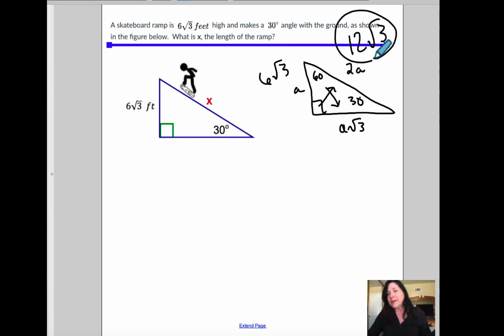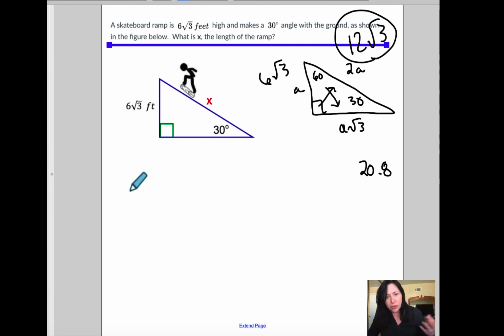Done. Now, depending on what we're asking, are we asking for a decimal equivalent? So 12 root 3, by the way, approximately is 20.8. Okay, so it's about 20.8 feet.